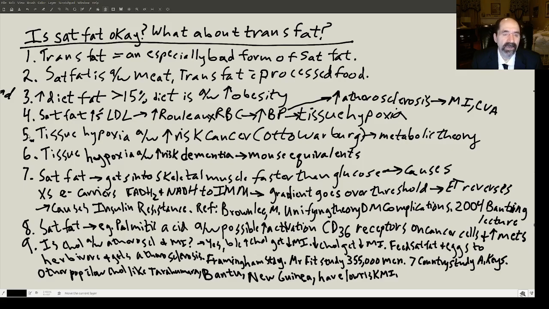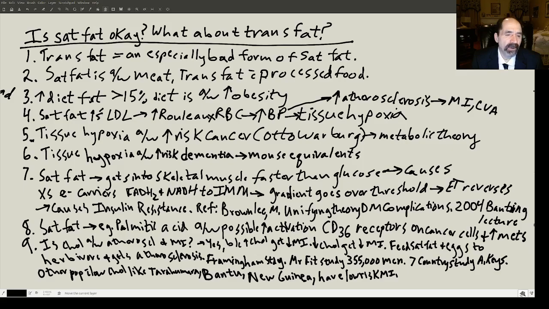Trans fat is artificially produced typically. You can get a tiny bit from animals, but it's primarily artificially produced from hydrogenated oils, and it's like an especially bad form of saturated fat. It stiffens the fatty acid tail of hydrocarbons. Saturated fat mostly comes from meat. It's the most common fat from meat. Trans fat is especially present in processed food. And you really don't want to eat any trans fat. You want to try to get your trans fat intake as close to zero as you can.